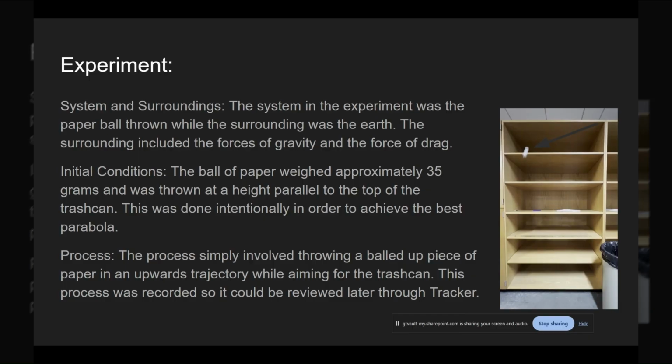For this experiment, the system was a paper ball thrown, while the surrounding was the Earth, and the surrounding included the force of gravity and the force of drag. The initial conditions include the paper ball weighing approximately 35 grams and being thrown at a height parallel to the top of the trash can, as this was done intentionally in order to achieve the best parabola. The process simply involved throwing a ball in an upward trajectory while aiming for the trash can. This process was recorded so it could be reviewed later through Tracker.